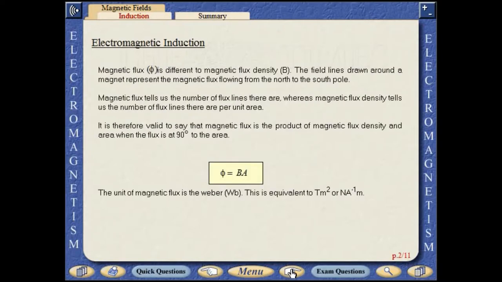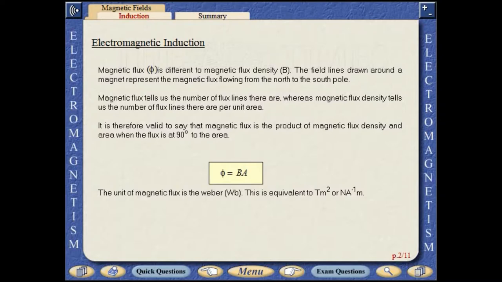Magnetic flux is different to magnetic flux density. The field lines drawn around a magnet represent the magnetic flux flowing from the north to the south pole. Magnetic flux tells us the number of flux lines there are, whereas magnetic flux density tells us the number of flux lines there are per unit area.